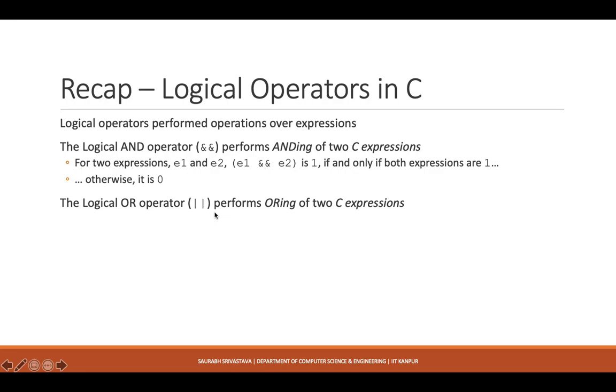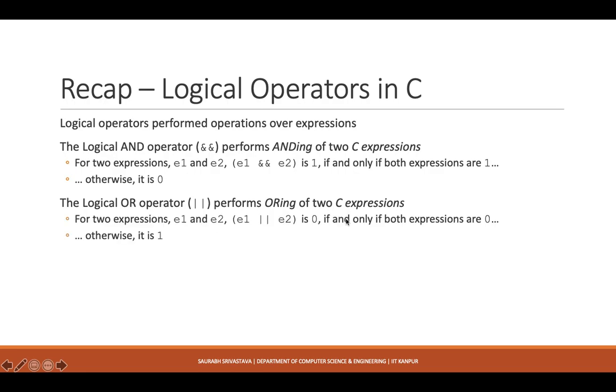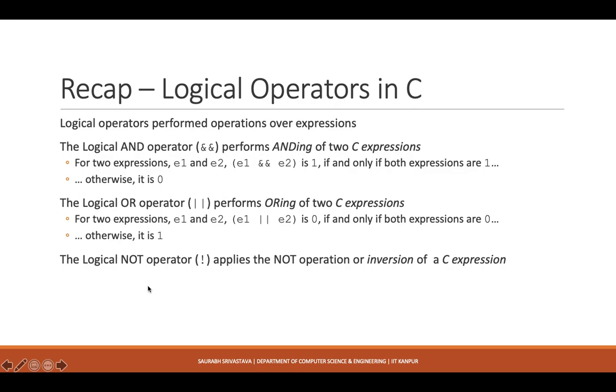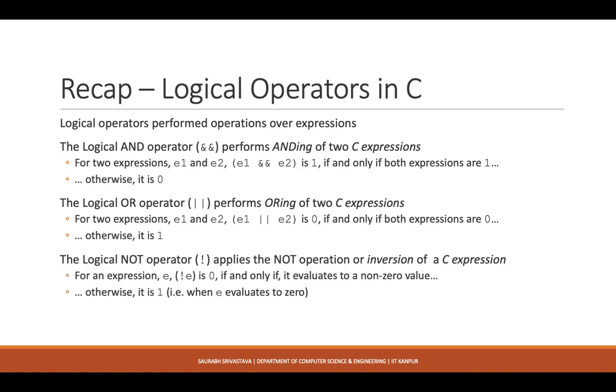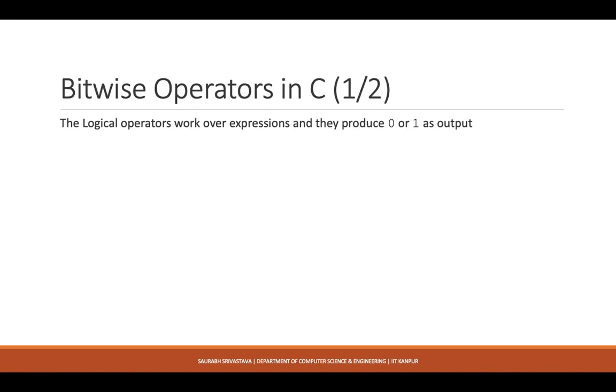Similarly, the logical OR operator will perform ORing of 2 C expressions. So E1 || E2 will be 0 if and only if both expressions are 0, otherwise it will be 1. And then this NOT operator applies on a single C expression, and it basically inverts the value, right? So you remember that if the expression's value evaluates to 0, it will invert it to 1, or if it was 1, it will invert it to 0.